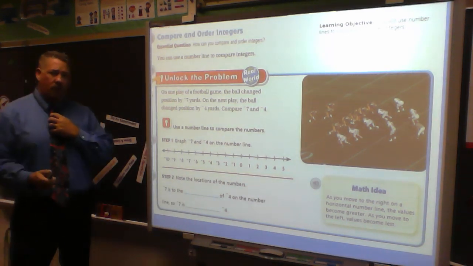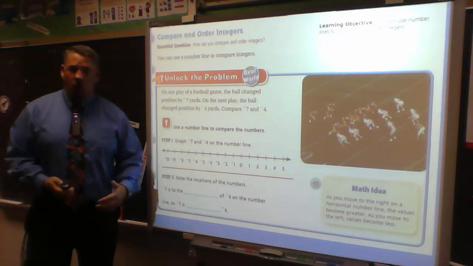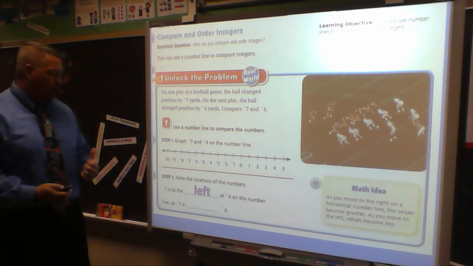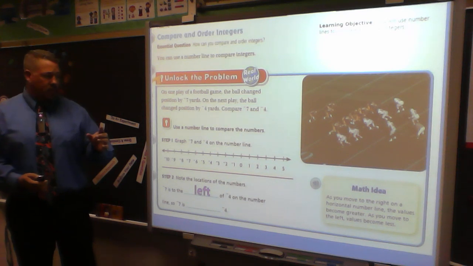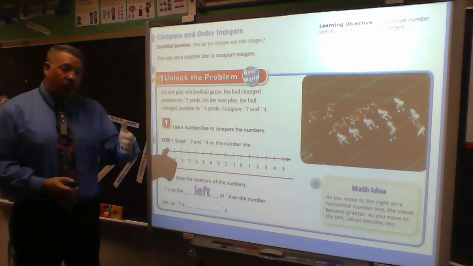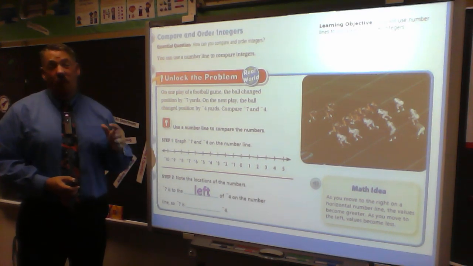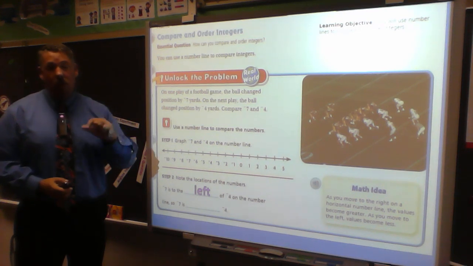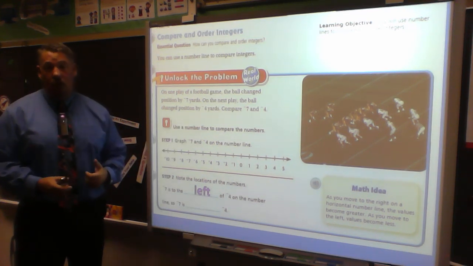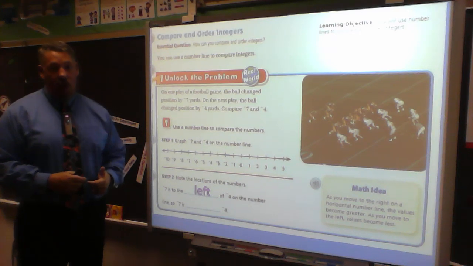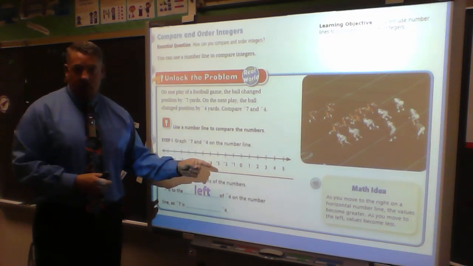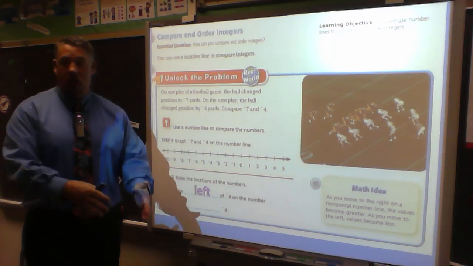Negatives work a little differently. Both of them are on the left-hand side of the zero. Okay? So if that's the case, then I have to realize that the further away I get from the zero, the smaller the value is. In this situation with football, the bigger trouble I am in, the harder it is to get out of it. The closer to zero I am, the better the scenario that I'm in.